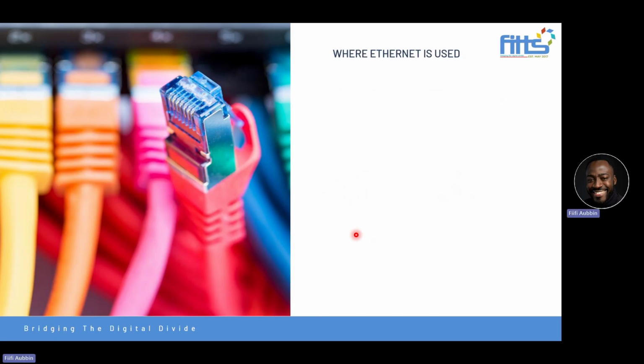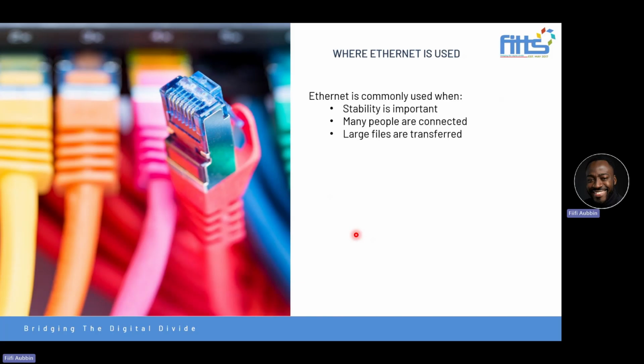So where is Ethernet used? Ethernet is commonly used when stability is important, many people are connected, and large files are being transferred on that network, and in situations where your Wi-Fi signals are weak. That's why offices and institutions often rely on Ethernet.